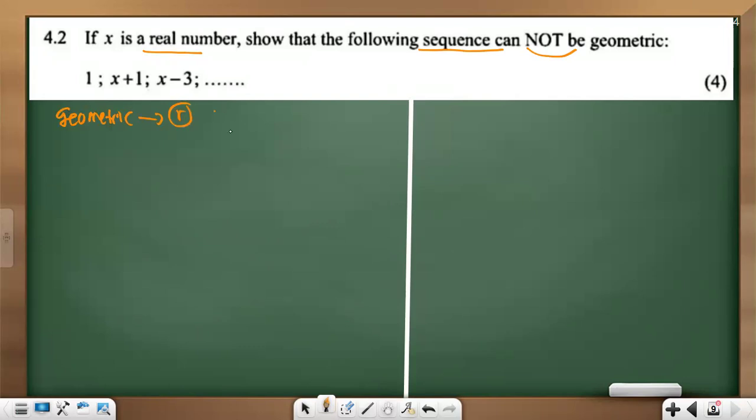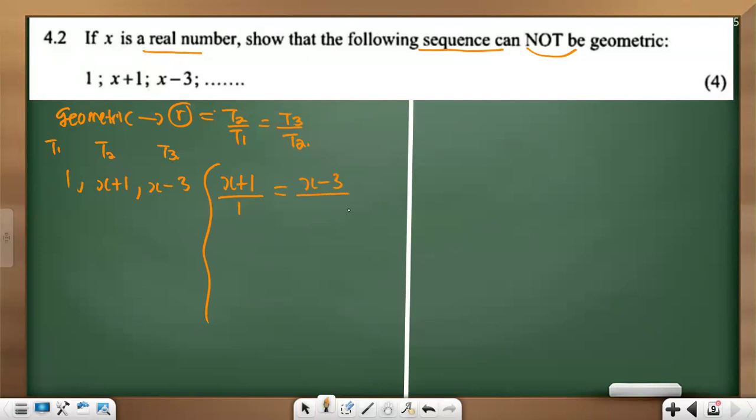How do we get the ratio? T2 over T1 equals T3 over T2. All right, what am I given? I have 1, x plus 1, x minus 3, which are T1, T2, T3. Can I just work with my ratio? What is T2? x plus 1 over T1, which is 1, equals T3, x minus 3, over x plus 1.